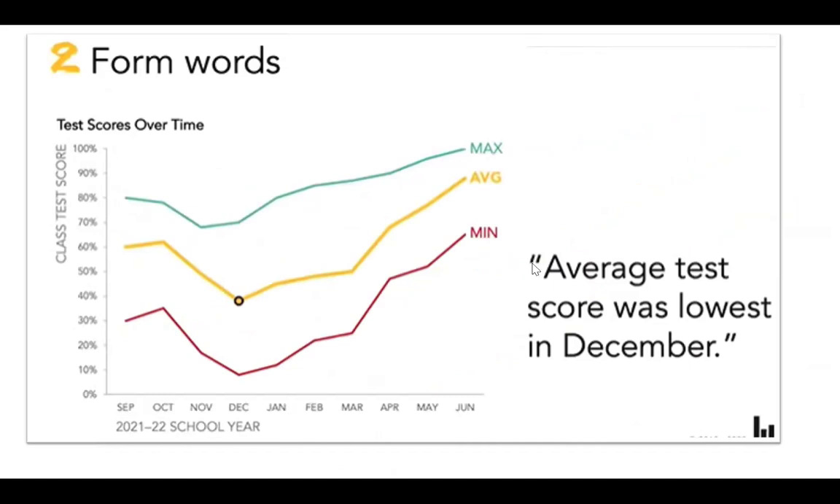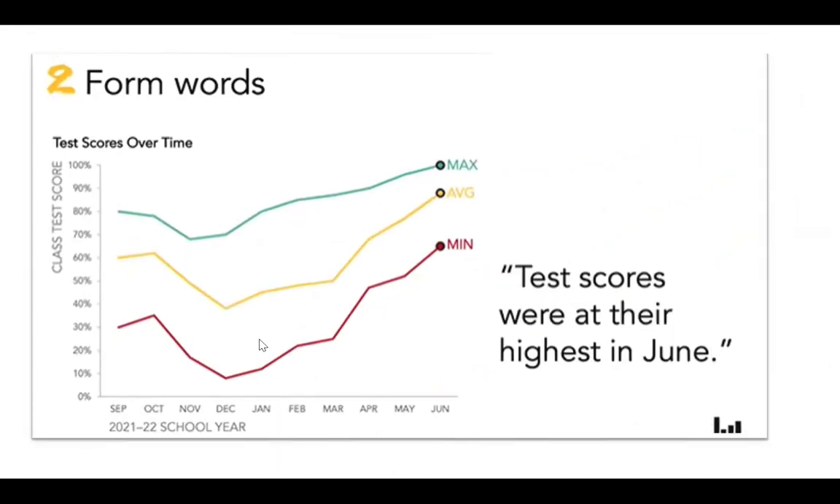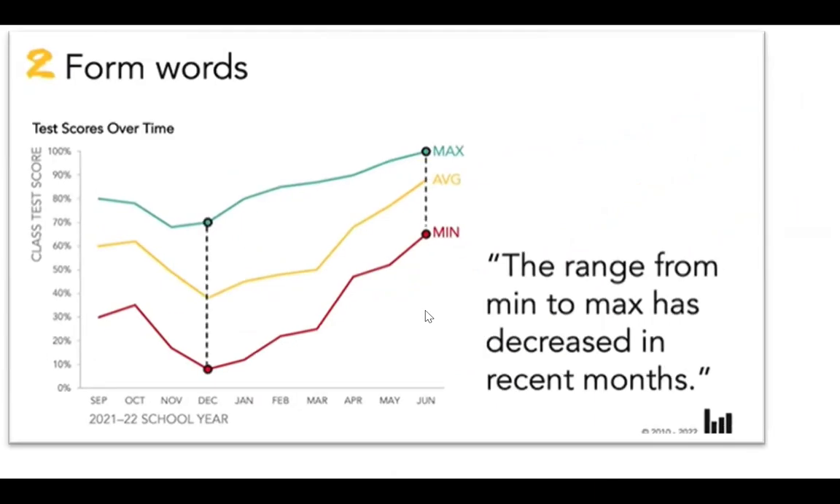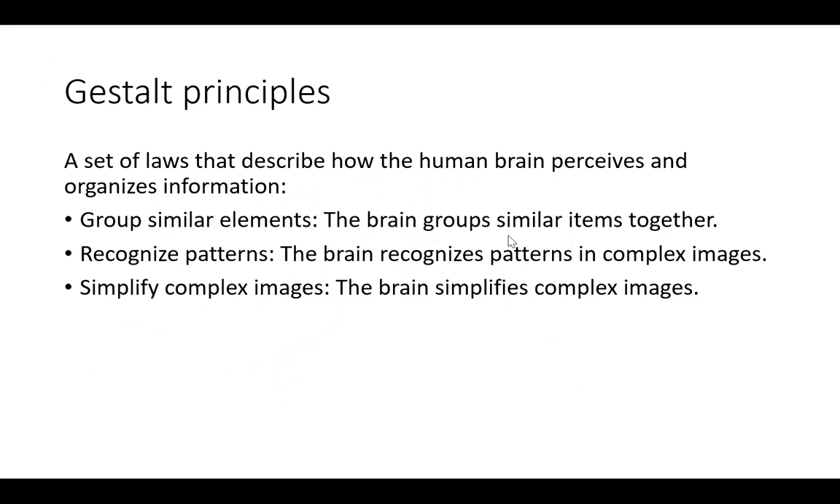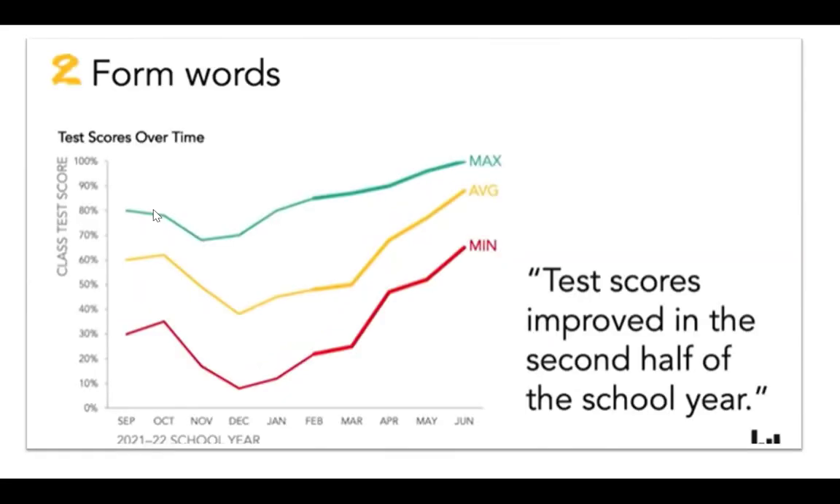Then you can tell average test score was the lowest in December. Test scores were the highest in June. Here, the range from minimum to max has reduced. Here the gap is more, here the gap is less. That means everybody is scoring almost near the mean. Test scores improved in the second half of the school year. From January onwards, it started increasing. Maybe March to June, it started increasing. So that is how you can convert that complicated graph into something which the audience can relate to.